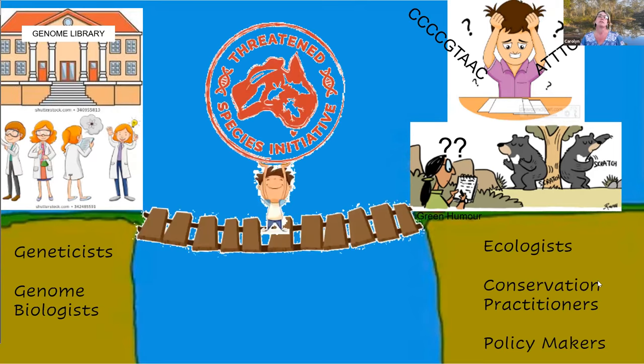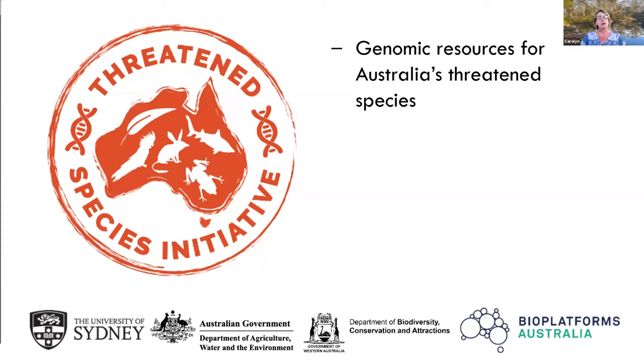This is really where the Threatened Species Initiative has been designed to come in. It's been designed to try and bridge the gap between what we do with genomes and genome production and the information that can be used later on down the line. This partnership was established between myself here at Sydney University, Kim Otterwell over in the West Australian government, Peter Latch, who works for the federal government, and BioPlatforms Australia. As I said, it's about developing genomic resources for our threatened species, but not only developing genomes, also providing associated population data for different populations.